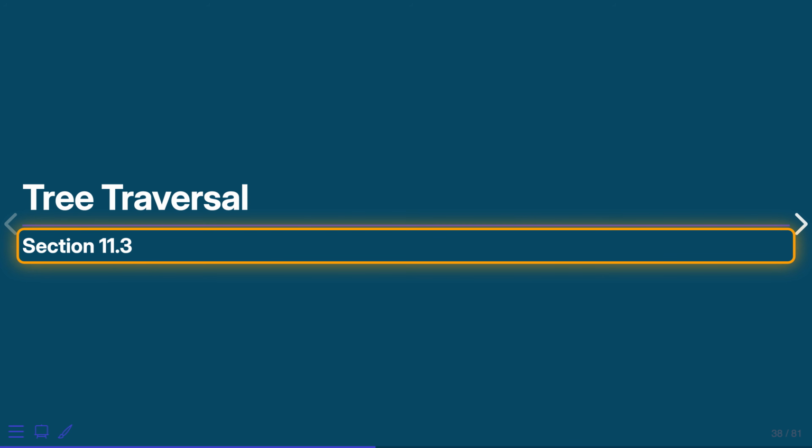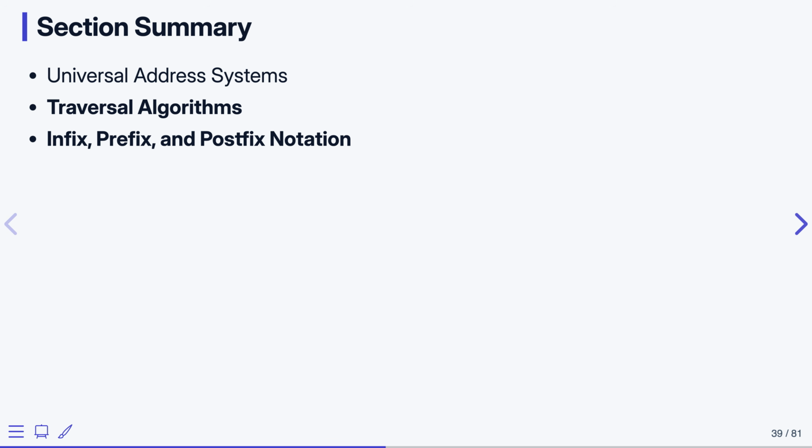Section 11.3. Tree Traversal. To traverse a tree means to visit every one of its dots in a set order. We learn 3 of those orders and then use them to read maths expressions. This is the plan for this section.